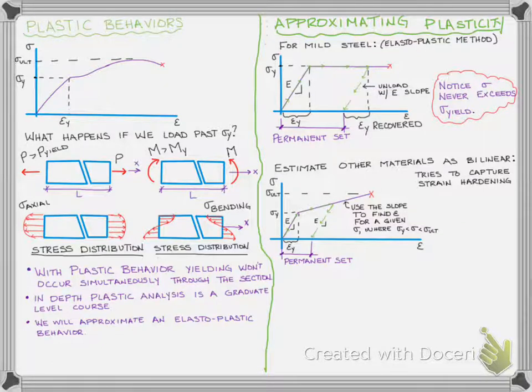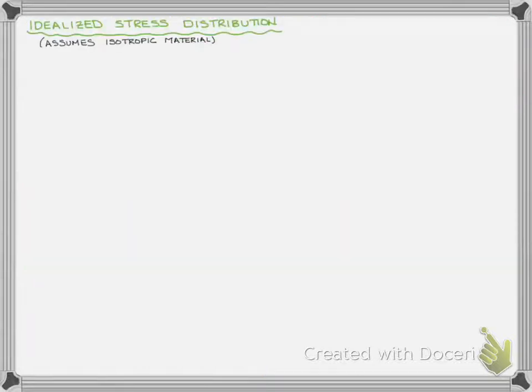Now, before we look at an example and watch another video that has an example on how to solve a problem using one of these approximating plasticity stress strain diagrams, let's go back and revisit that stress distribution, because those parabolic stress distributions are stressing me out. Haha. So what we want to look at instead are some idealized stress distributions.